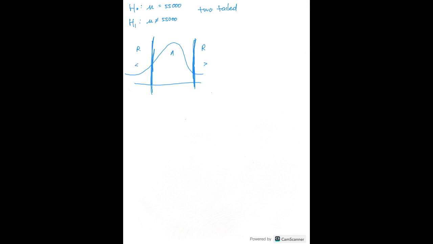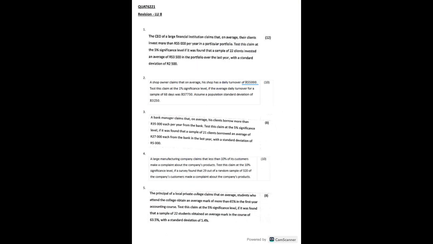So now we need to know how do we actually write out this region of rejection and how do we determine what those limits are here and here. Now let's read the rest of the information. So he claims that his turnover is 55,000. So that 55,000 is the mu value. Then it says that we want to test this claim at the 1% significance level.